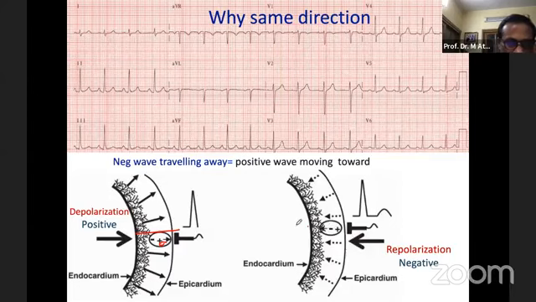So it can be assumed that a negative wave traveling away is almost equal to the positive pole moving towards an electrode. That is, it is equivalent. Negative pole going away from this electrode means positive pole is coming toward this electrode. So repolarization again produces a positive deflection. This is the reason both depolarization and repolarization move in the same direction. This is the basic concept of ECG and electrophysiology. So this is the reason why both the T wave and QRS complex move in the same direction. This is the normal physiology.